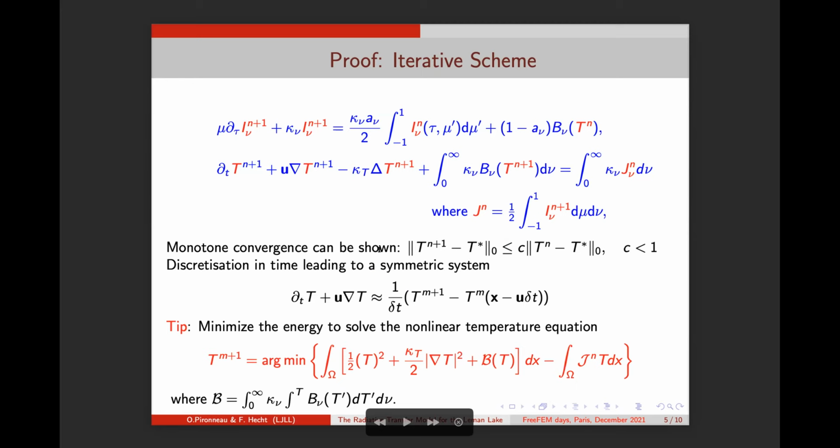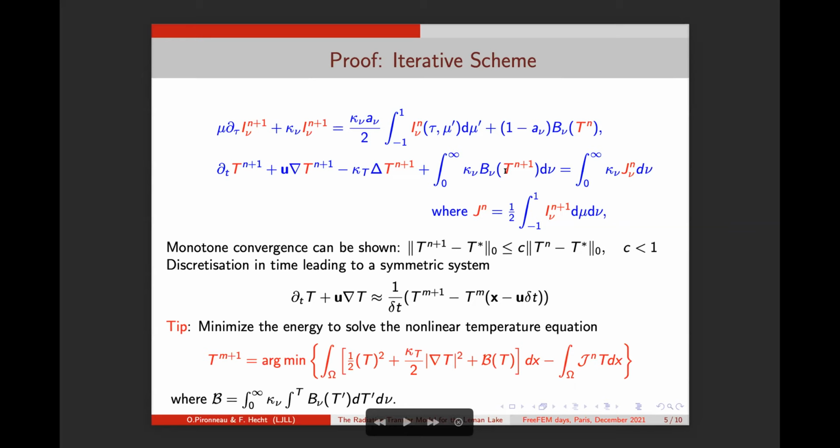First of all, it is monotone, so T_{n+1} will be greater than T_n if you start below the solution, and lower than T_n if you start above the solution. And then it converges quadratically. So it's very robust. And second, the difficulty is here. This is a nonlinear function. So you think like T^4, but it must be computed very precisely, otherwise the results are no good.